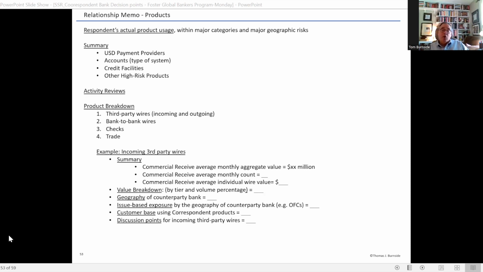But also the product usage, and then we would have things like, is it distributed, and top transactors and that sort of thing. And you also have to look at all the products, not just simply third party wires. So we would always try to do that. And a lot of what we were looking at was the counterparties of the customers, the respondents, because that gave us geography, and it gave us some other things. So the product section and the activity section were very, very important to me.